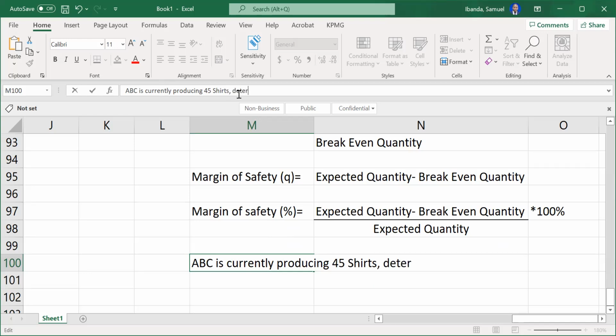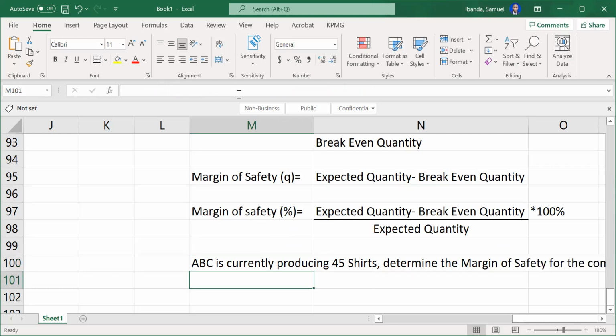They can ask you to determine the margin of safety for the company. They can ask you to determine the margin of safety of the company, one, in terms of quantity.